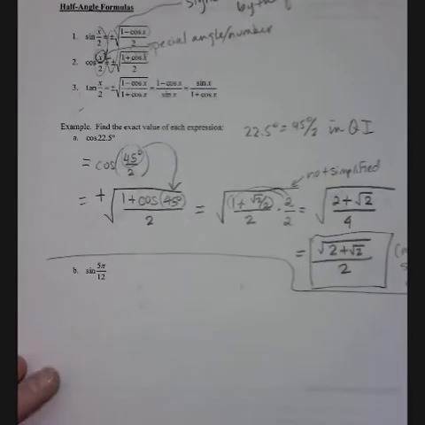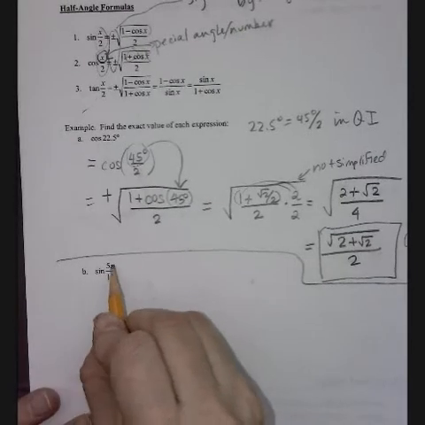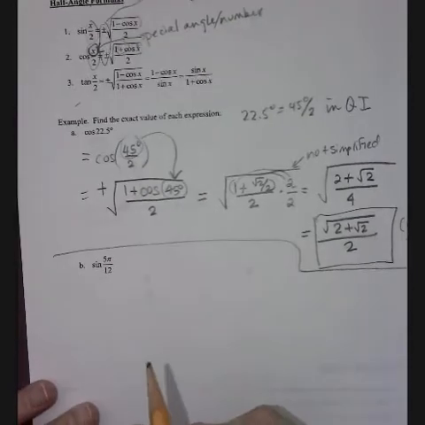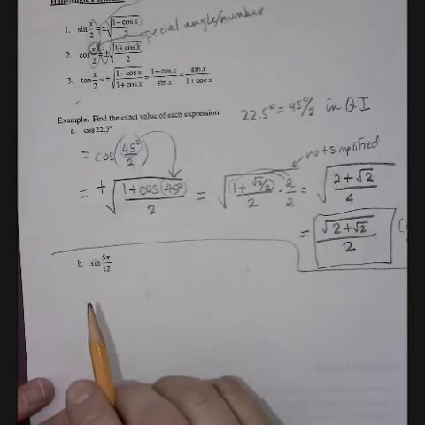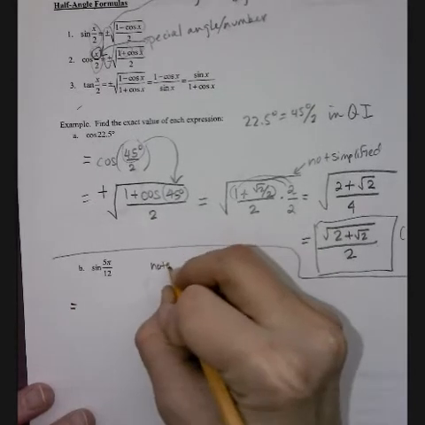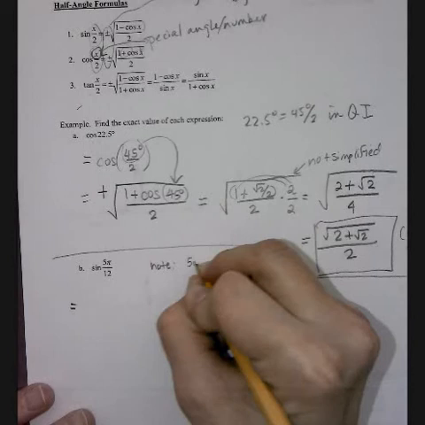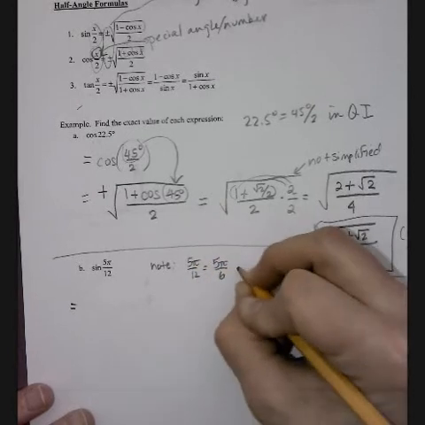So we'll check B as well. Make sure we get the right formula this time. So 5 pi over 12, that's not a special number, but if we think of it as half of a special number, then we can use this half angle formula. So this is equal to, so note, let's put it here. 5 pi over 12 is equal to 5 pi over 6 times a half.